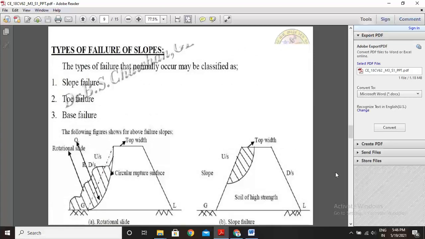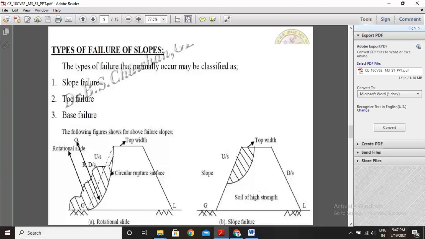Now, types of failure of slopes. How are slope failures classified? The types of failure that normally occur may be classified as slope failure, toe failure, and base failure. These three types of slope failure are identified: slope failure, toe failure, base failure.